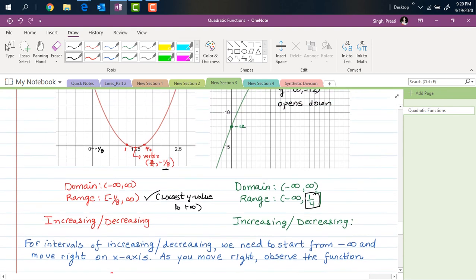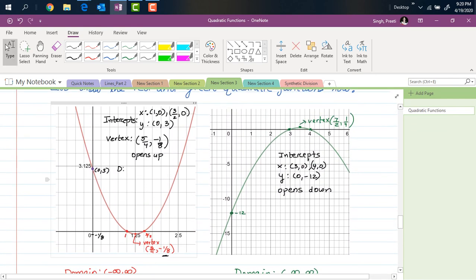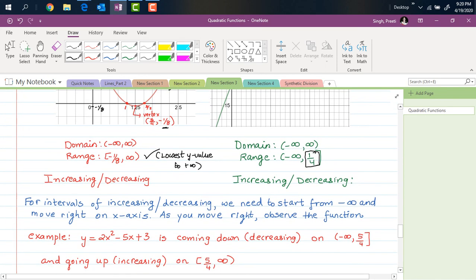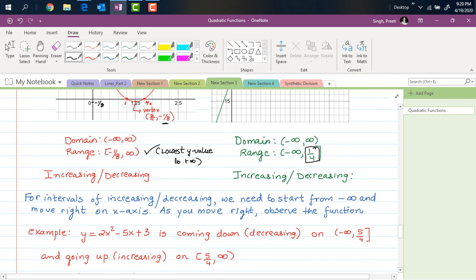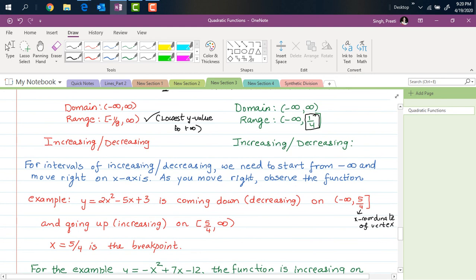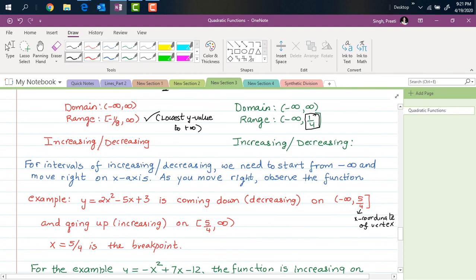For the intervals of increasing and decreasing, the first one, the red one, is decreasing up to the x coordinate of the vertex, which is 5/4, and increasing afterwards. So this one is decreasing first and then increasing: arrow going down, arrow going up. It's decreasing on negative infinity to 5/4, that's the x coordinate of the vertex. You always look at the x. And it's increasing on 5/4 onwards; 5/4 is the break point.